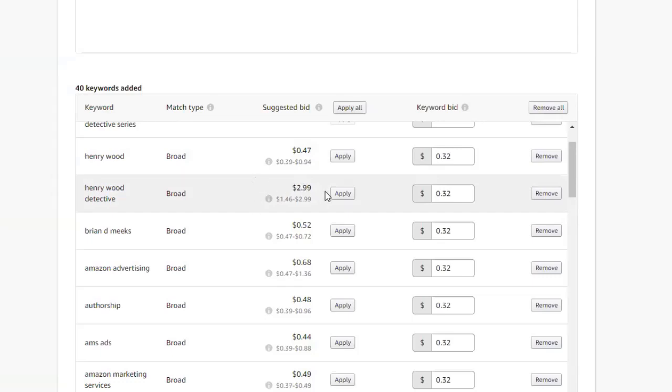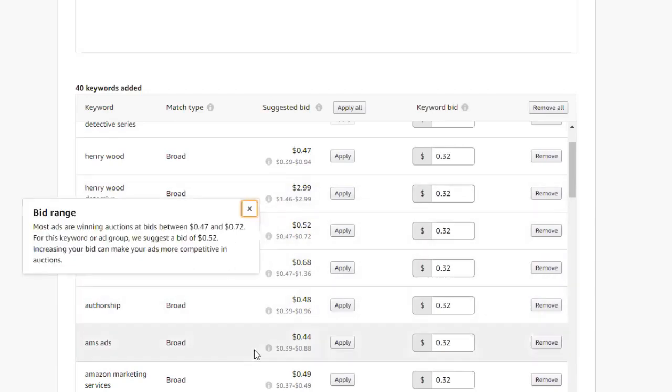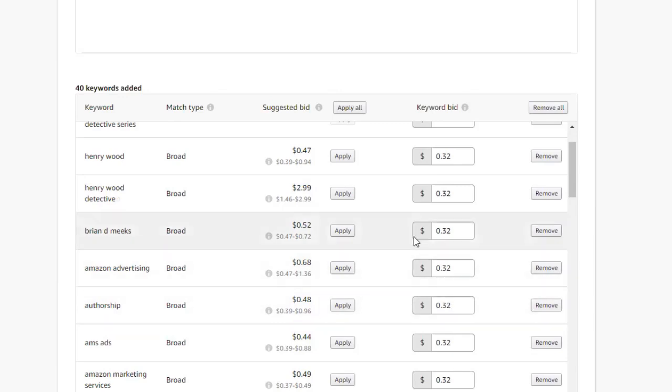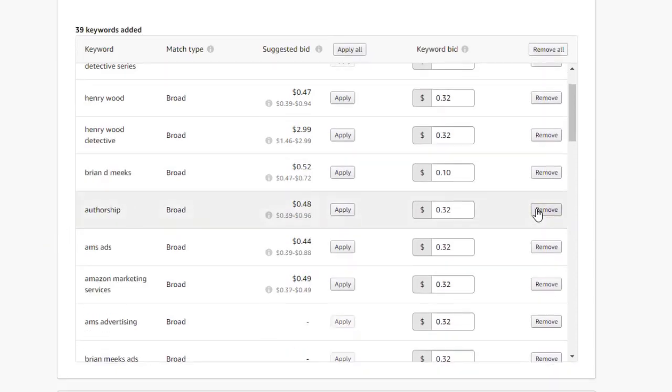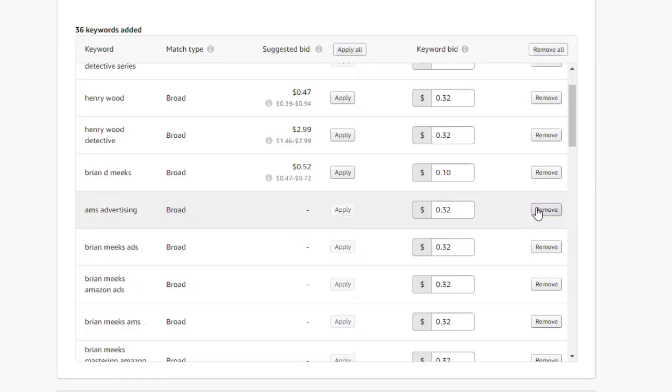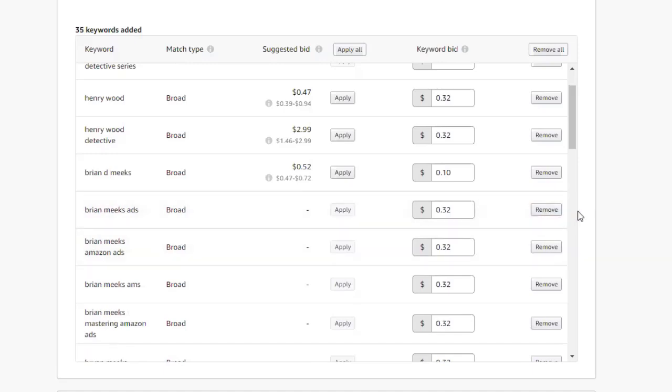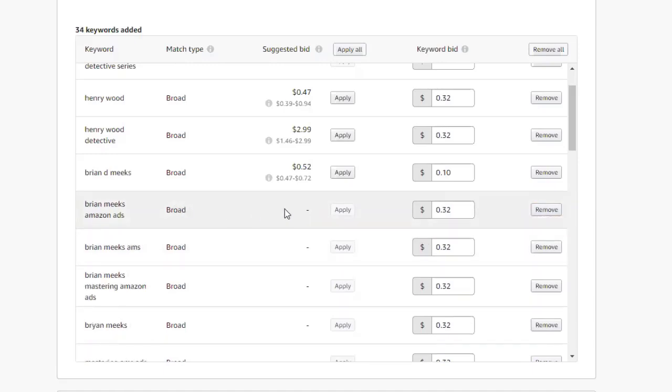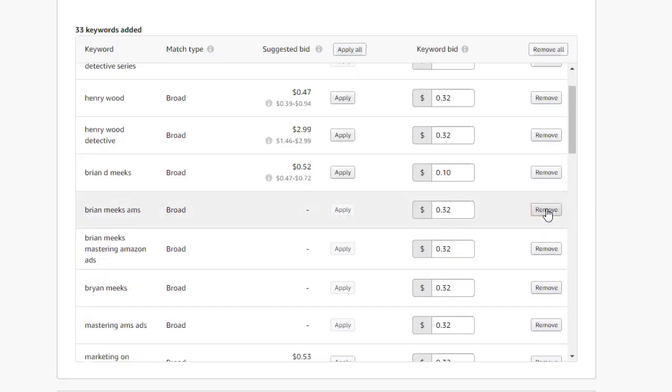The point here is you've got all these suggestions and you don't have to follow them. Brian D. Meeks, it says to bid on my own name is 52 cents. I'm not going to do that. In fact, I'm going to change that to 10 cents because if they're searching on my name, they probably already know what they're doing. Now, Amazon advertising, I don't want that one. Authorship is a keyword that I use for my nonfiction. I don't want that one. AMS ads. I don't want that one. Amazon Marketing Service. Also no. Brian Meeks ads. So you can see, the last 2 years I've sold a lot of books for ads. So I'm removing all these.